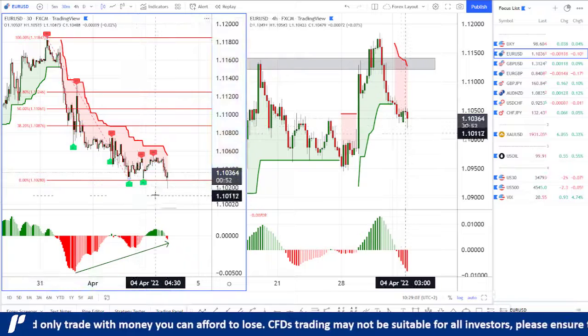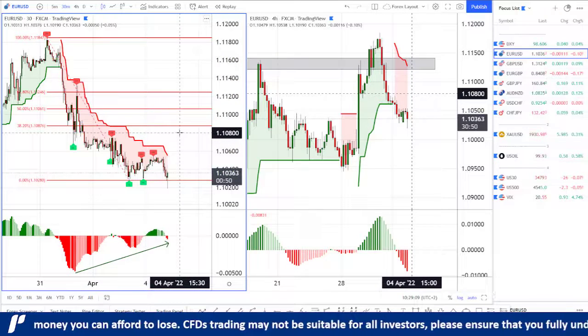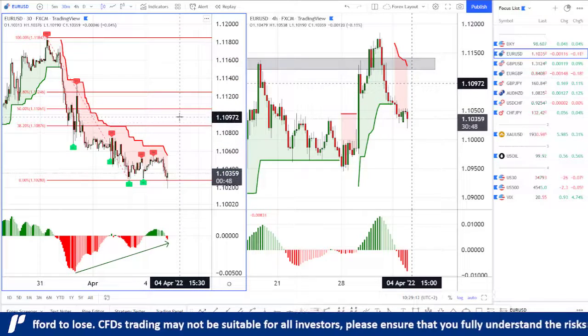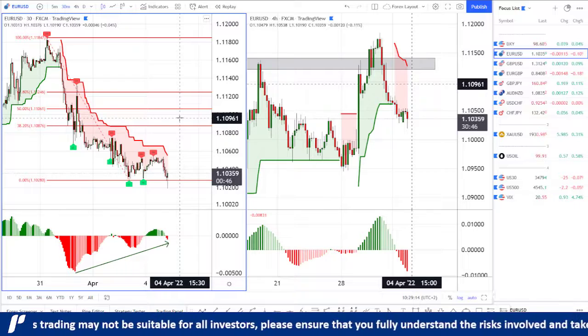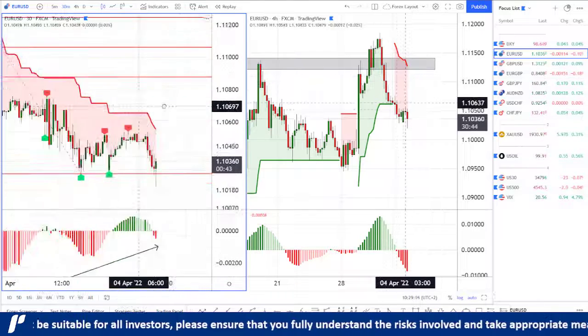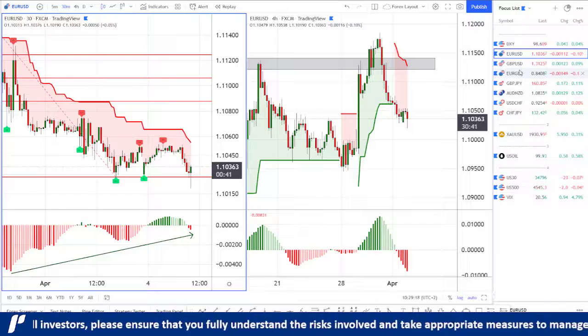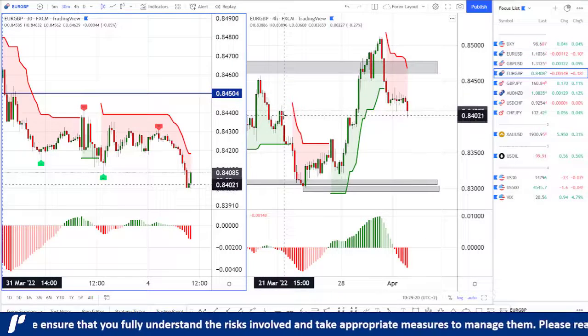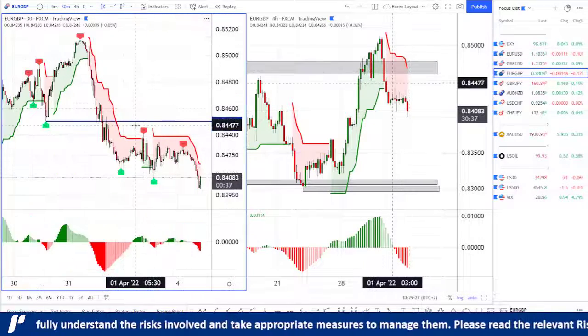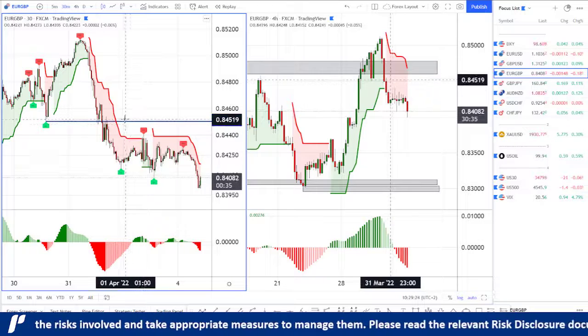So any upward move to 1.1087 or 1.1106 should be a good opportunity to short the euro versus the US dollar on the short and the medium time frame. Having a look also at the euro versus the pound, we're having probably the same scenario.